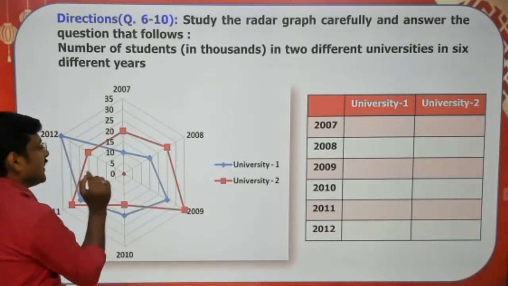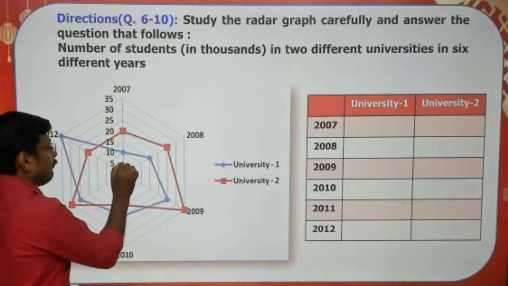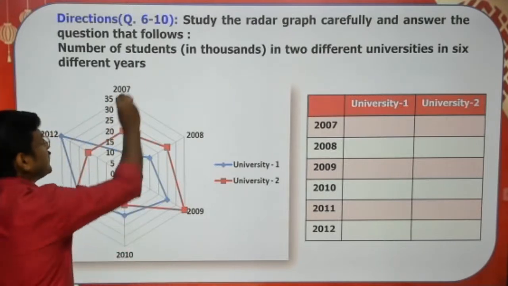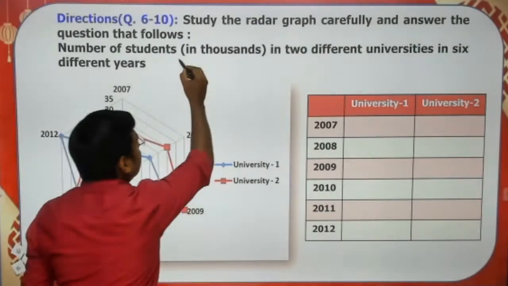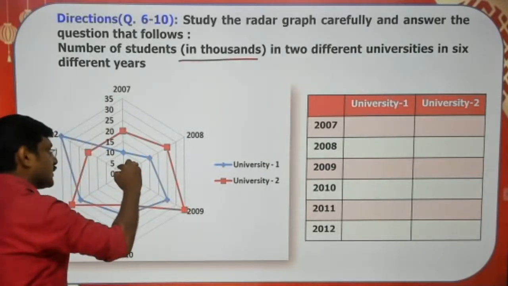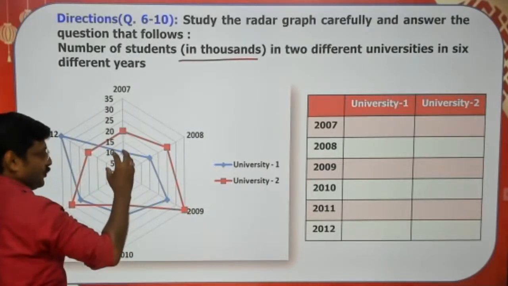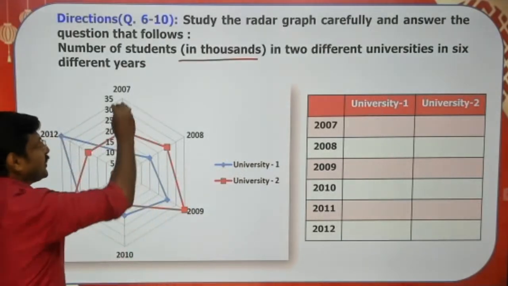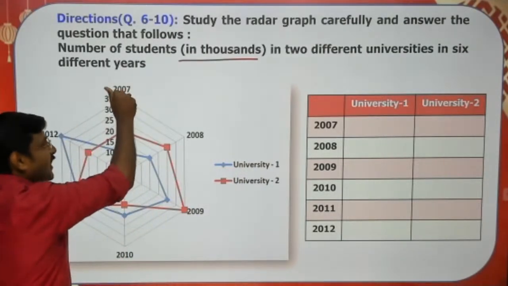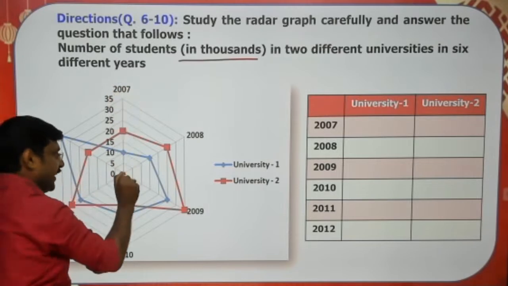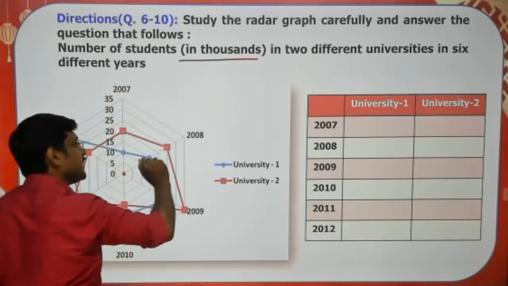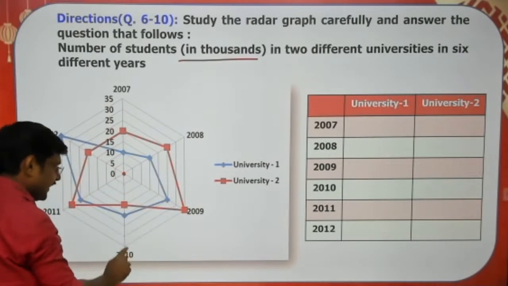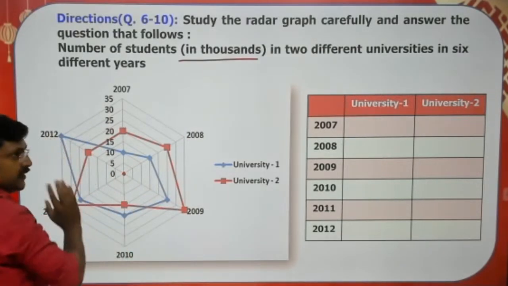Listen, this is the center, right? After that clearly given 0, 5, 10, 15, 20, 25, 30, 35 like that, right? These all are clearly given that all are in thousands. That means this is 5,000, 10,000, 15,000. So number of students for different universities for different years. So for the year 2007, the data related to 2007 will be given in this line. For 2008 it will be given in this line. 2009 it will be given in this line. 2010 here, 11 here and 12 here.